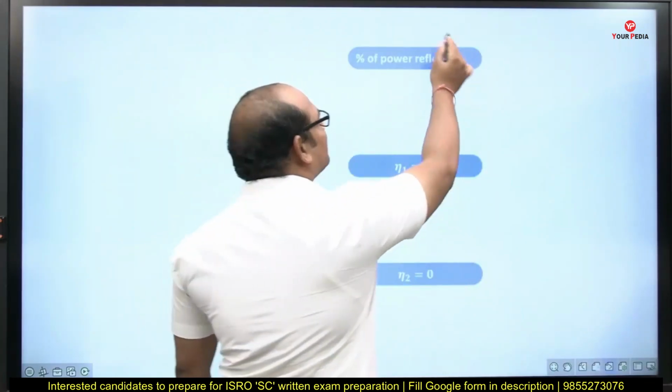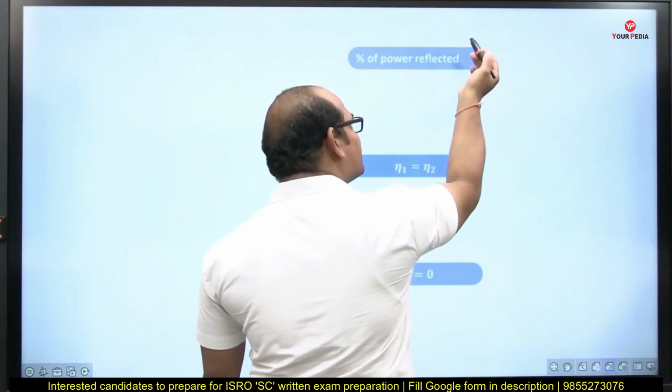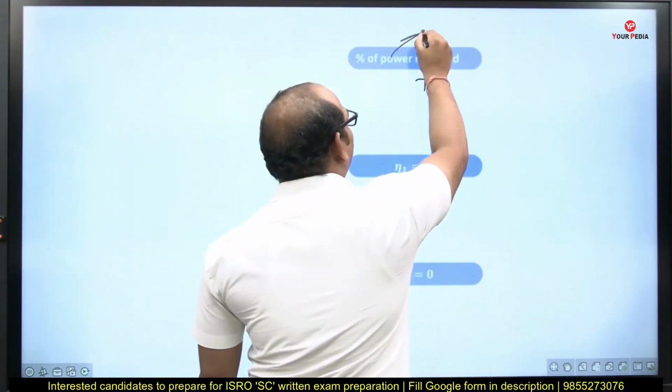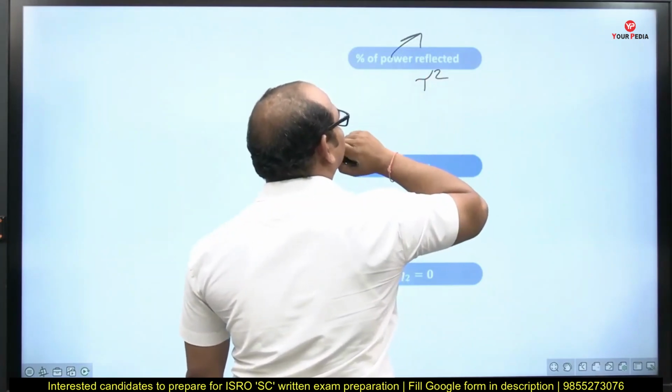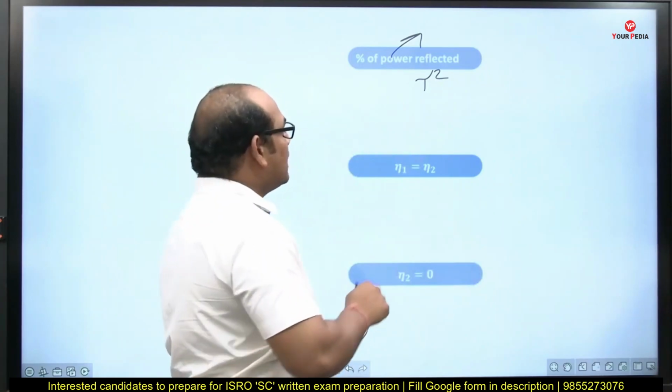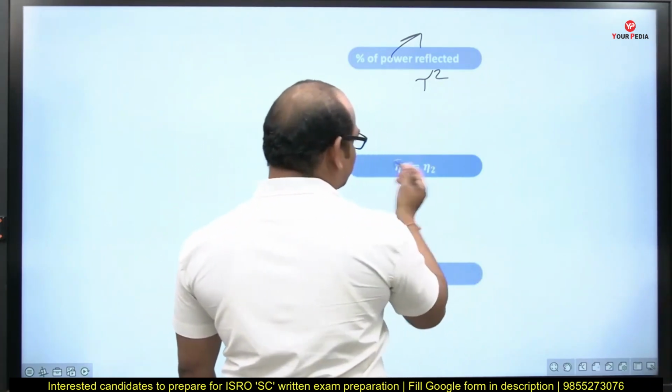Then, percentage of power reflected. Okay, so for reflection, we have the idea about that one, that is tau. But they have told about power, so you have to square this one. So for percentage of power, you need to multiply with 100. Okay, then here something they have given.